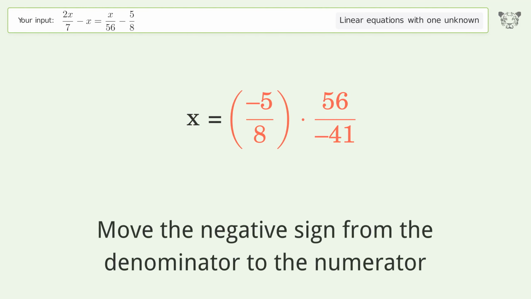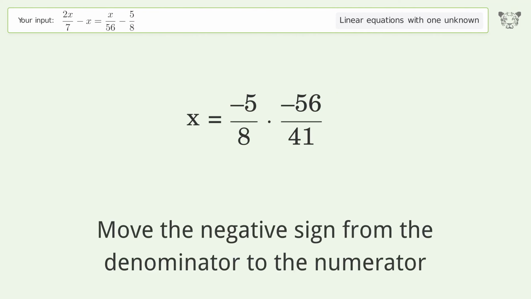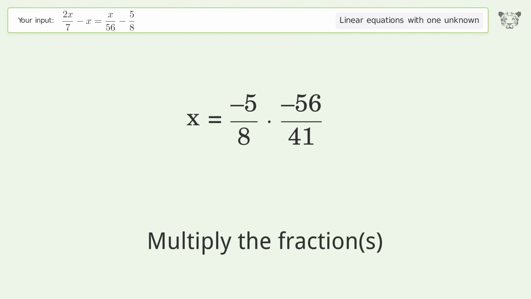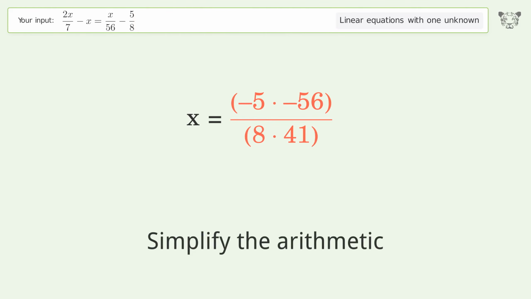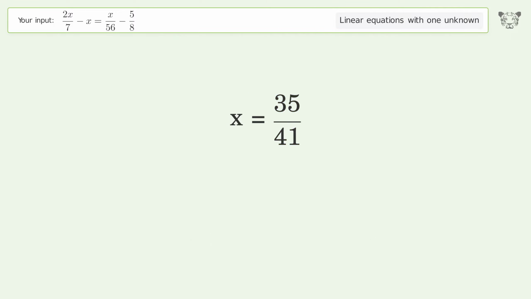Move the negative sign from the denominator to the numerator. Multiply the fractions. Simplify the arithmetic. And so the final result is x equals 35 over 41.